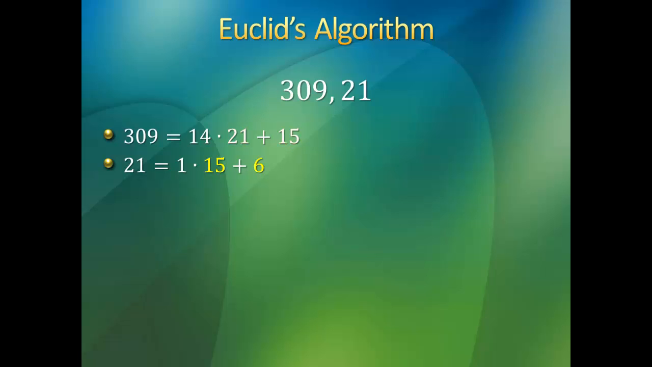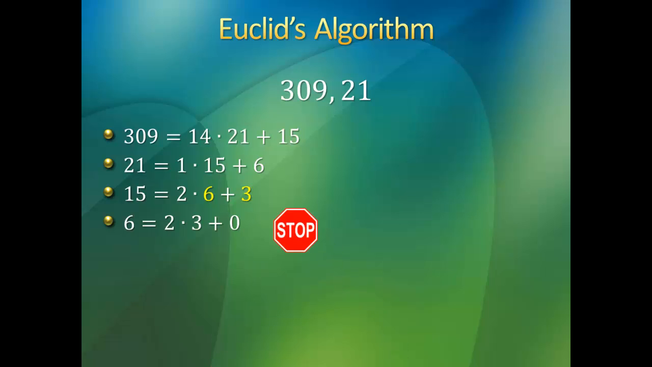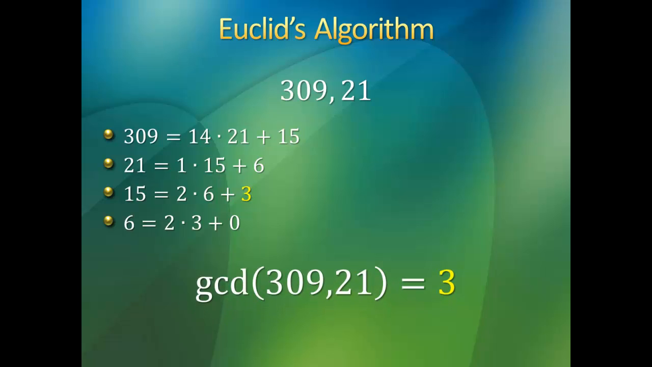Now we do it again, dividing 15 by 6. This time we get 15 equals 2 times 6 with a remainder of 3. And we do it again, 6 divided by 3. So we get 6 equals 2 times 3 with a remainder of 0. Stop. Once you've gotten a remainder of 0, you can't go any further. So the last remainder you got before 0 happens to be the greatest common divisor of your original a and b. In this case, the GCD of 309 and 21 is 3. Take a moment to think about just how profound that result is. We've managed to find the greatest common divisor of two numbers without ever finding any actual divisors of either number.